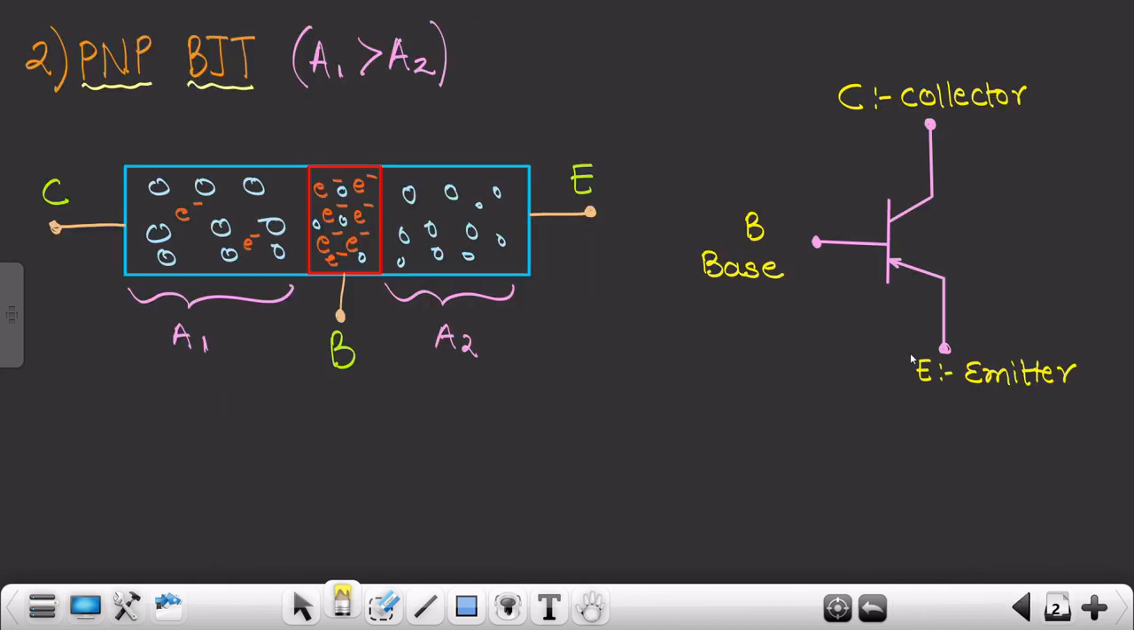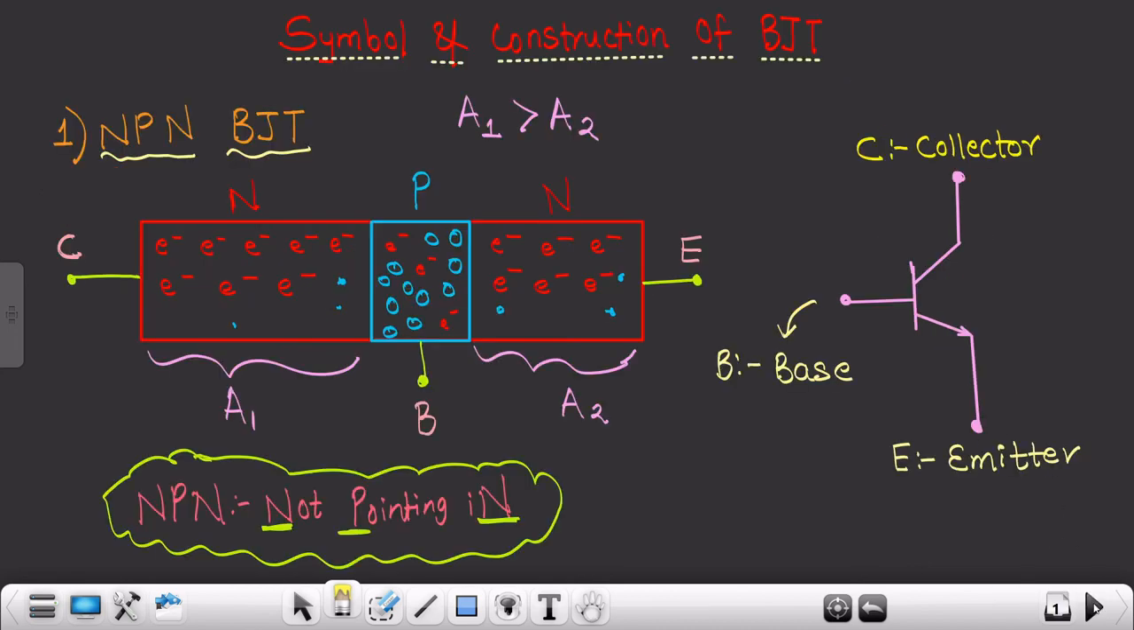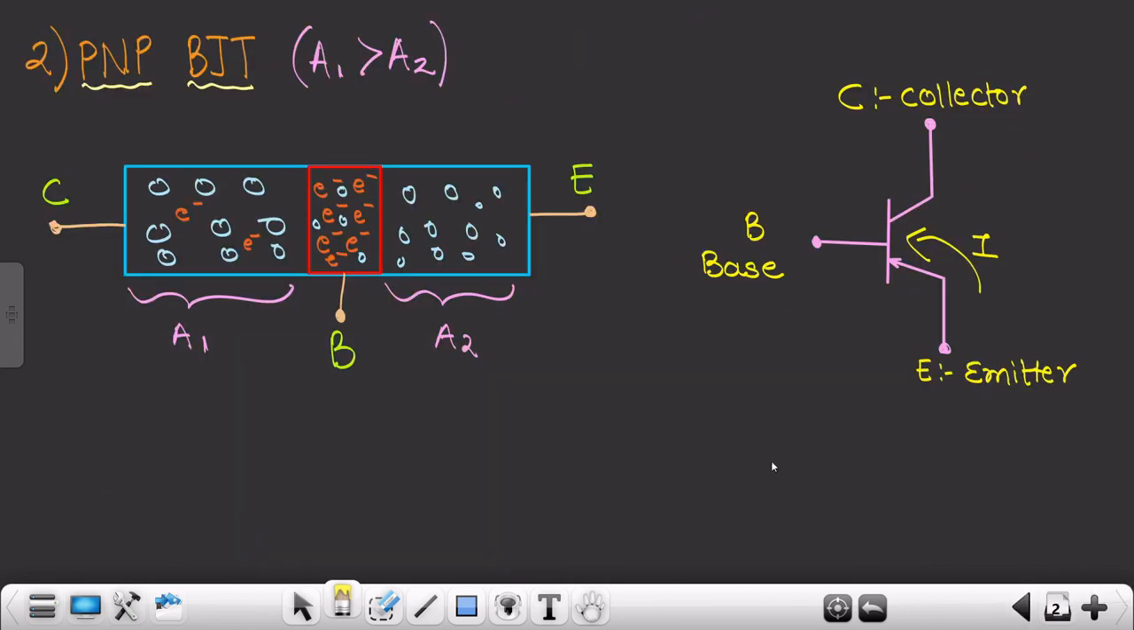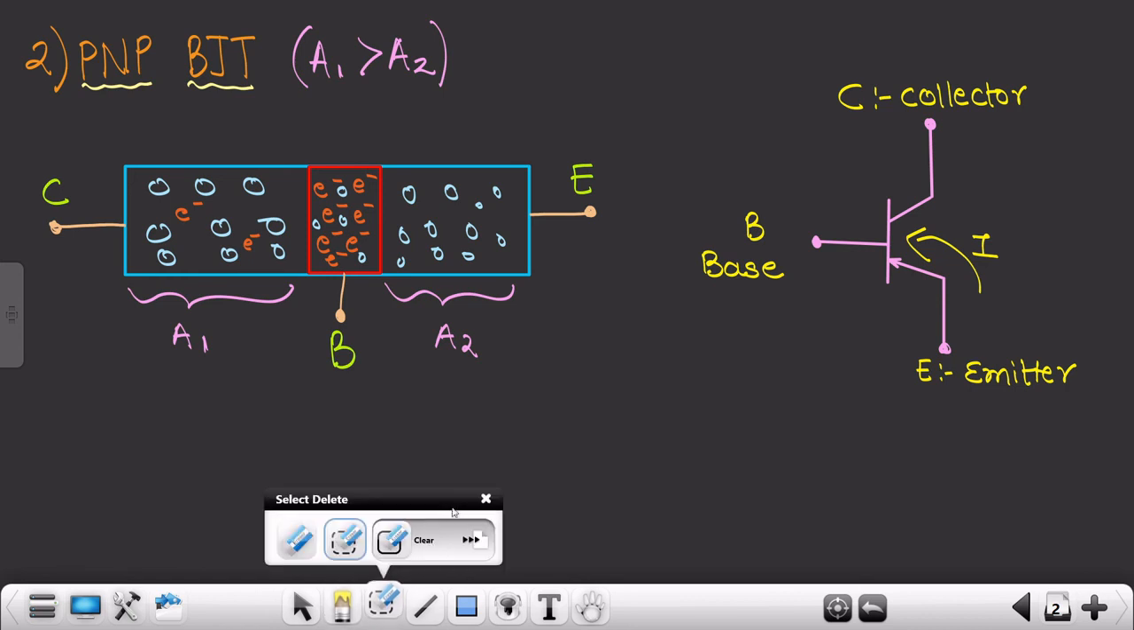And in this symbol, like in the PNP transistor, the current is moving in this particular direction, indicating that current is coming towards the transistor. Over here in the very first case, the current was moving out of the transistor. I hope you are getting my point. Let me erase this, and then we are good to proceed further.